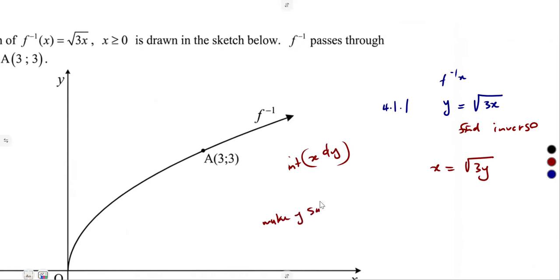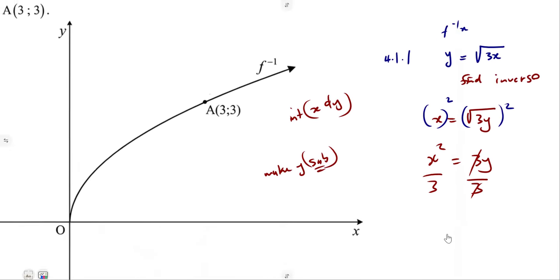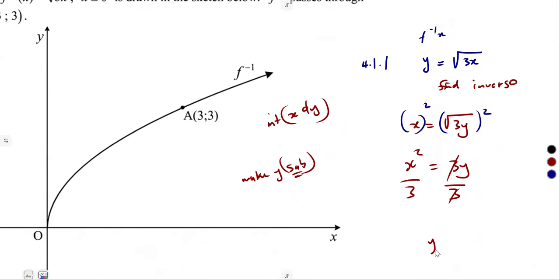How can we make y the subject? Y is under the square root. We have to square to get rid of that. So the square root and the square neutralize. So 3y is equal to x squared. To find y, simply divide by what? By 3. So y is equal to x squared over 3. Right? Just like that. We can simply substitute whatever value we want, just to confirm if it is exactly what we need.